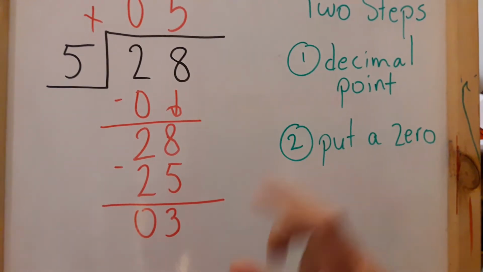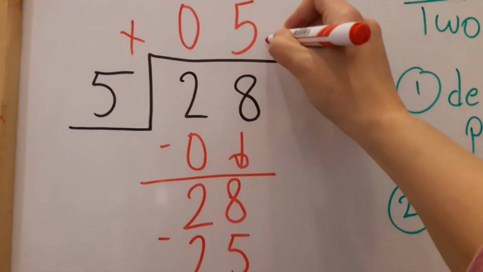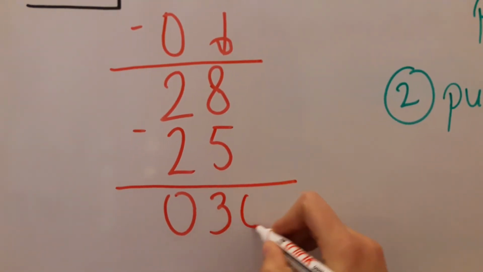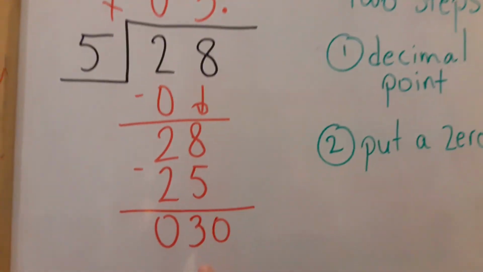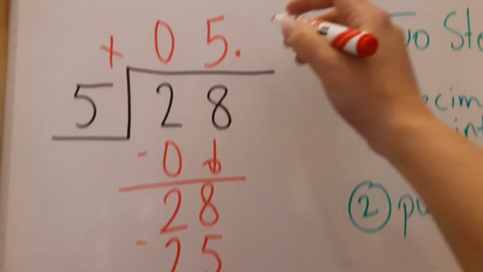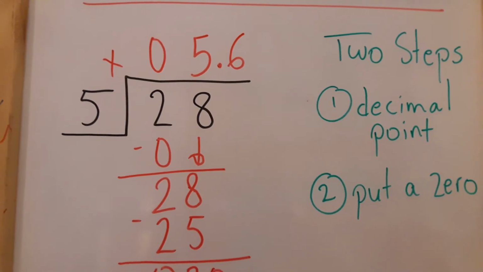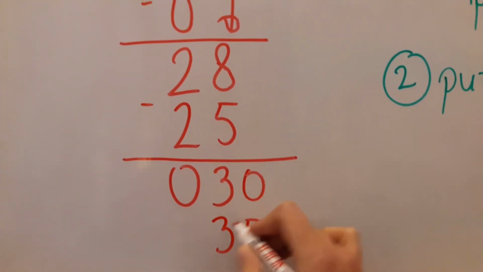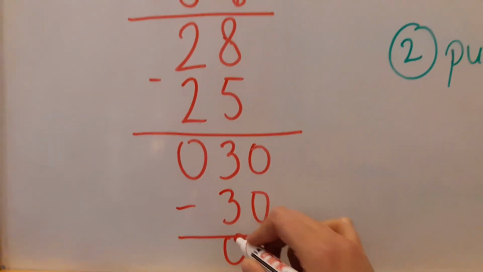No. So what am I going to do? First, put a decimal point. Second, put a 0 next to the remainder. So 5 times what gives me 30? 5 times 6. So 6 times 5 is 30. Let's subtract: 0.